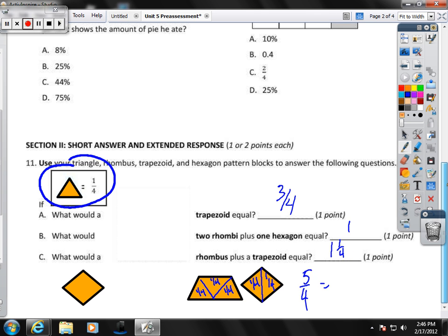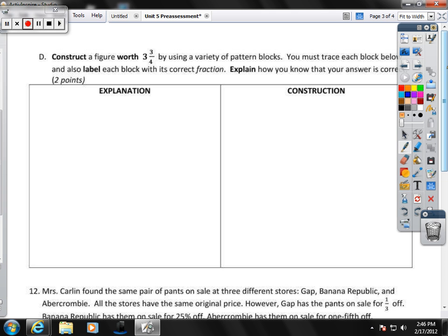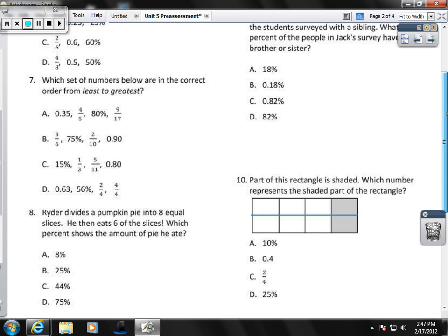So far, so good. We're doing really well, you guys. Now, again, we're going to use these problems, using that triangle to equal a 1/4, to answer the next question as well. The next question says what they want us to do is to construct a figure worth 3 3/4 by using a variety of pattern blocks. You got to trace each pattern block and that kind of stuff. I'm not exactly sure what I will do here. So let's take a look at the other page.